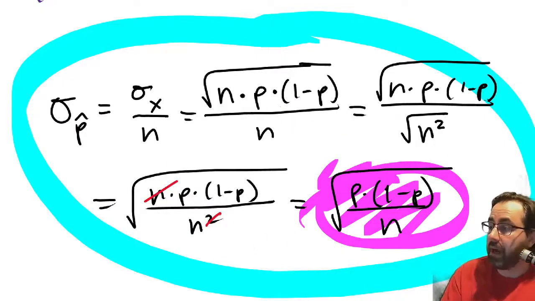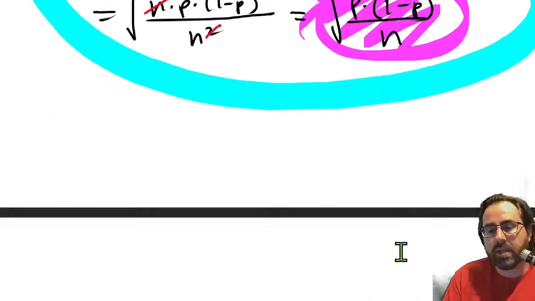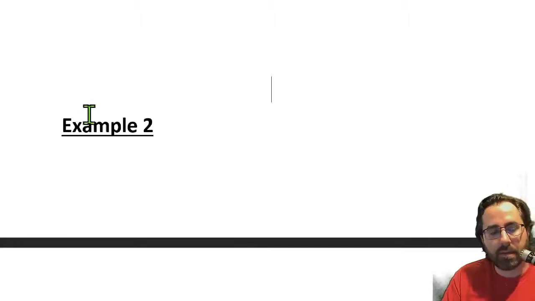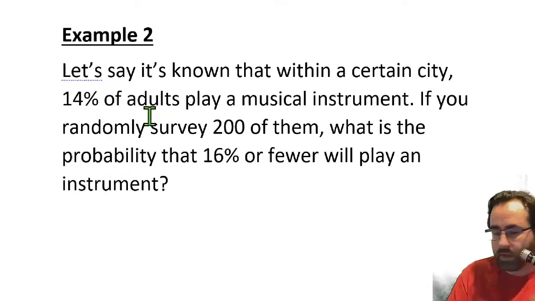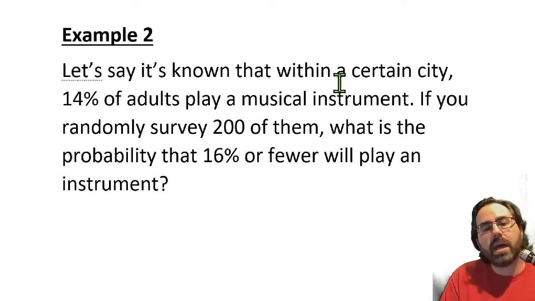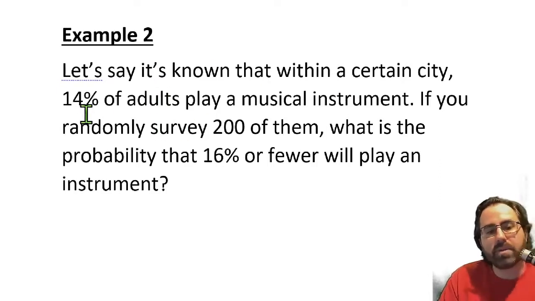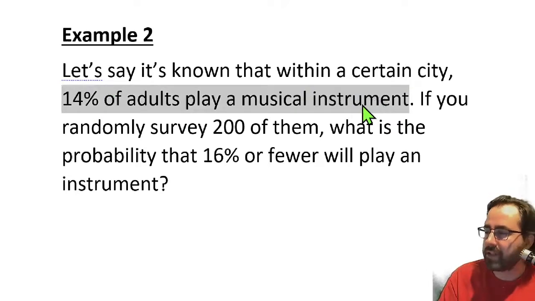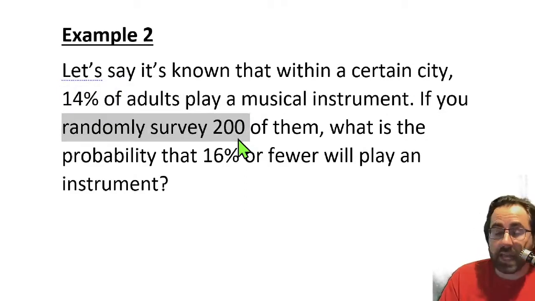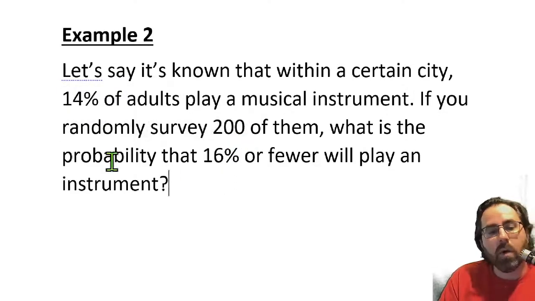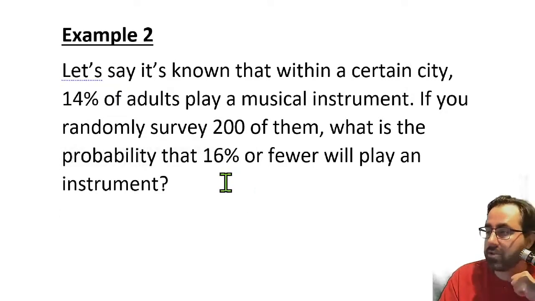Okay, now let's do one more quick example just to make sure that this is clear. Example 2. Let's take a fresh problem. Let's say it's known that within a certain city, 14% of adults play a musical instrument. There's our probability of success. If you randomly survey 200, that's our n, the size of our sample, what is the probability that 16% or fewer will play an instrument?